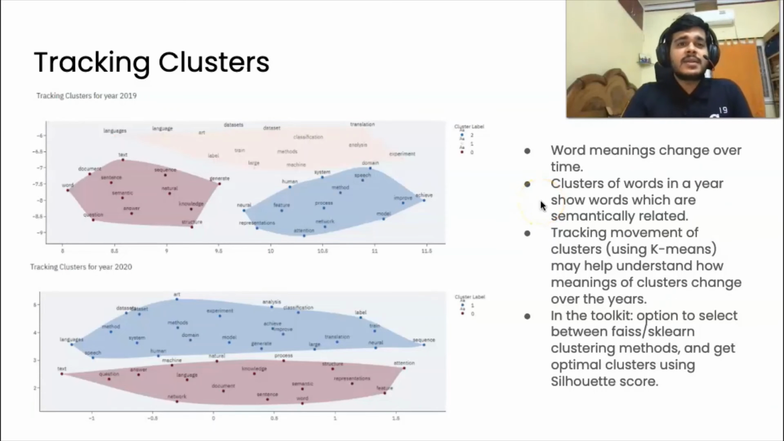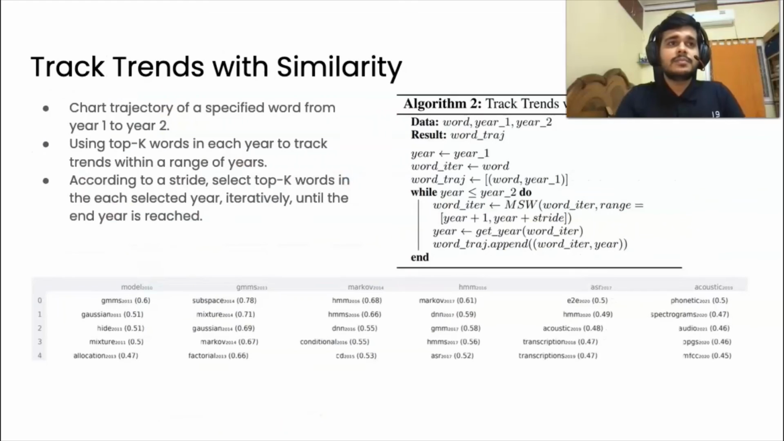The way in which terms tend to associate with each other may change over time due to change in semantic meaning. Plotting k-means clusters for a range of years helps us understand how the words are connected and how these connections change. Our tracking clusters method allows users to select words and plot clusters around them, as shown in the figure. In the example, we can see that between 2019 and 2020, the number of clusters has reduced, and terms like dataset and classification have moved to the cluster containing model and neural, and the word language has moved to the cluster containing semantic and knowledge.